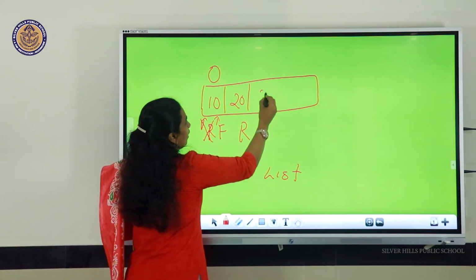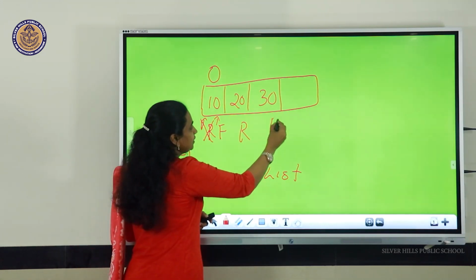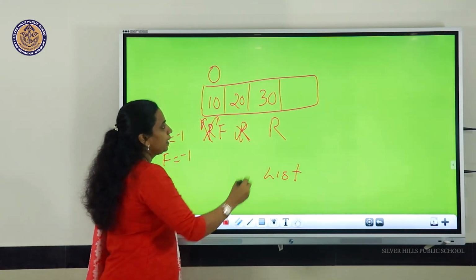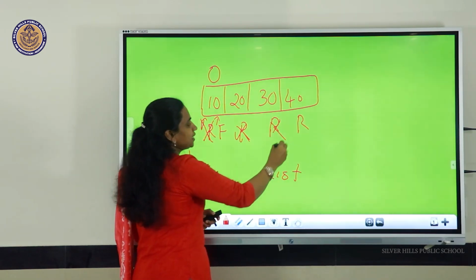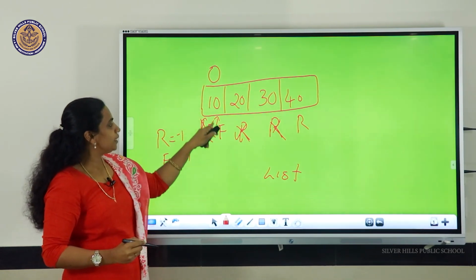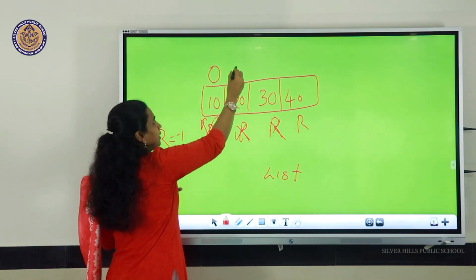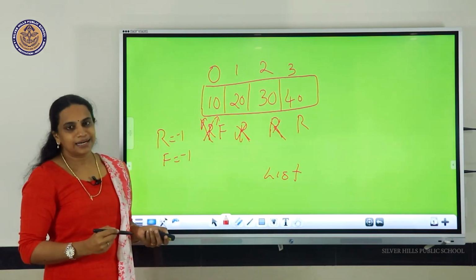Now I added one more element, for example 30. Now rear is moving to this place. Okay. Now I added one more element, now rear is pointing to this location. Now from this diagram we can see that front is pointing at the element at 0th place and rear is pointing at the element at the 3rd place.